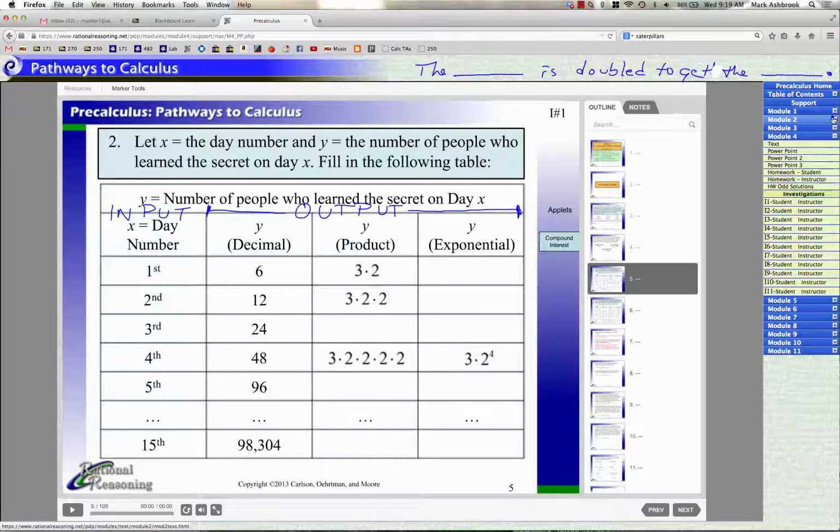So for instance, the input is doubled to get the output, or the output is doubled to get the input, or something like that. I want you to think about what you're looking at here in terms of doubling, and fill in the blanks with either input or output in both blanks. How would you complete that statement? Then talk to the person next to you. Go. Fill in the blanks.